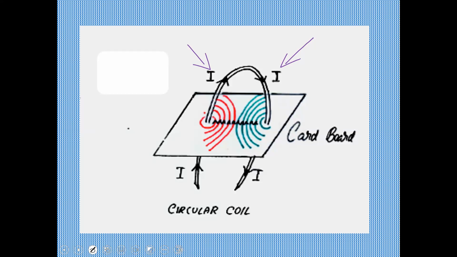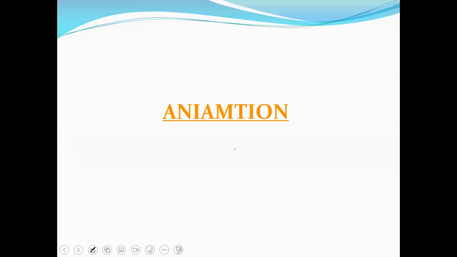Okay. Look at the magnetic field, red color and the green color. Look at the difference between them. On one side, the field is clockwise, and on the other side the field is anti-clockwise. You have to look at this now to understand what is a circular coil.